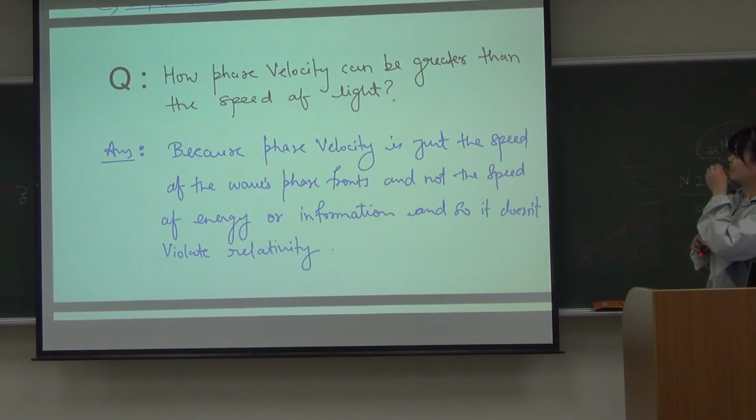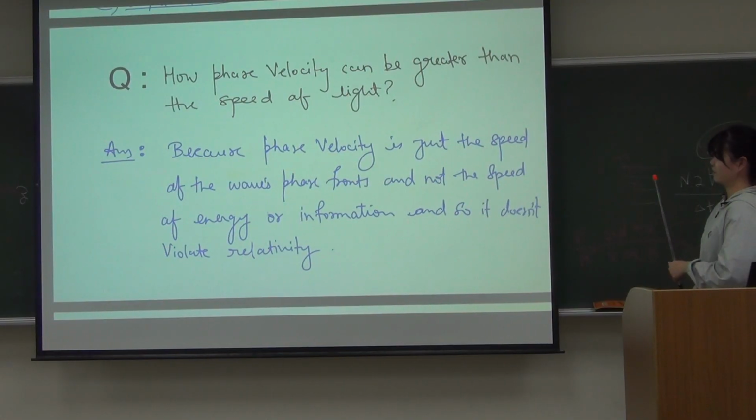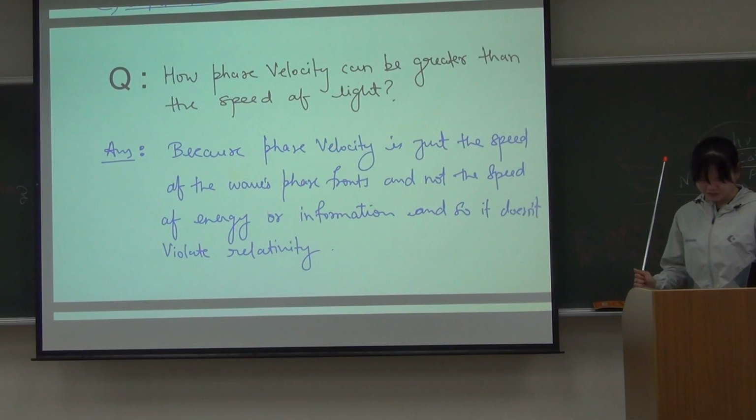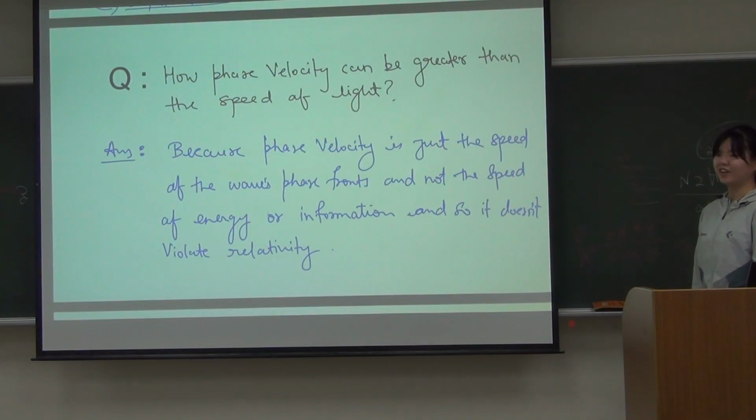How can phase velocity be greater than the speed of light? Because the phase velocity is just the speed of the wave phase, and not the speed of energy or information, and so it doesn't violate the relativity.